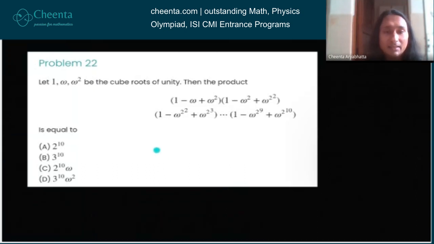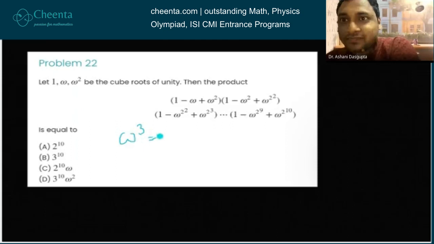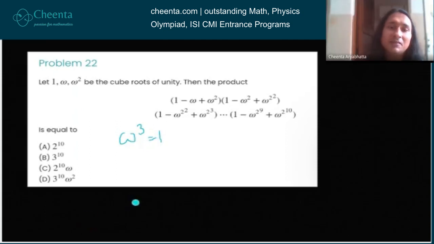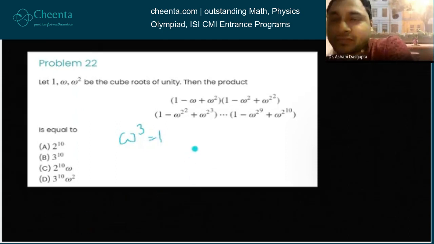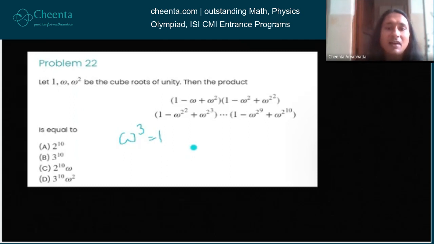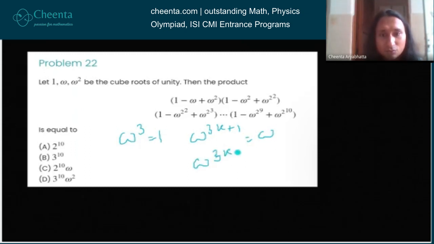Note that omega cube is equal to 1, so we have a cube root of unity. Whenever we have a higher power, we can just divide the exponent by 3 and take the remainder. Omega power 3k plus 1 is omega. Omega power 3k plus 2 is omega square. And omega power 3k is 1.